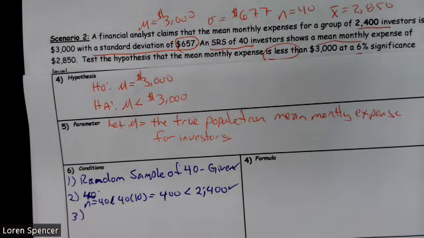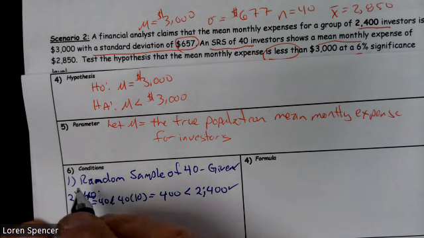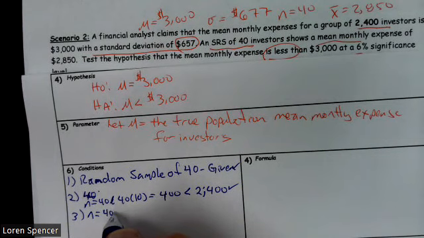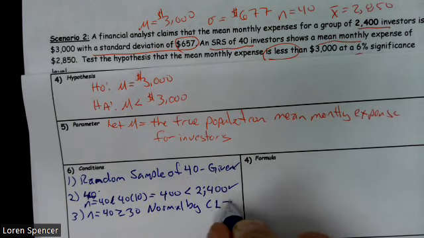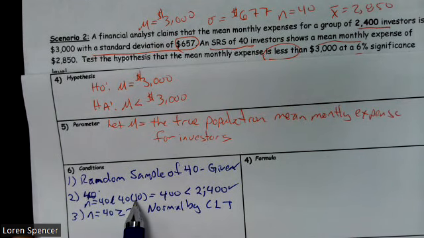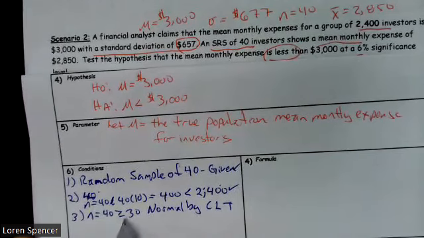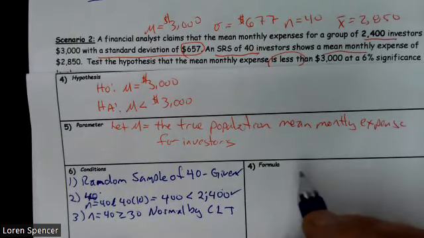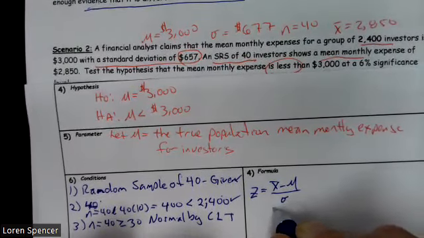Number 3, we needed to check normality. They didn't tell us it was normal. Some expenses could be really large, but N is 40, which is greater than or equal to 30. Normal by CLT, the central limit theorem. Please understand that on number 2, we'll always multiply by 10 and then compare it to the population size. Here, we'll take our sample size and always compare it to 30. Our formula is Z equals X bar minus mu, over the standard deviation divided by the square root of N.